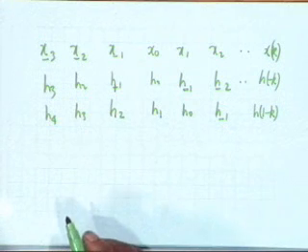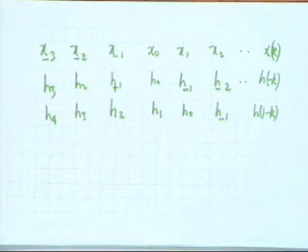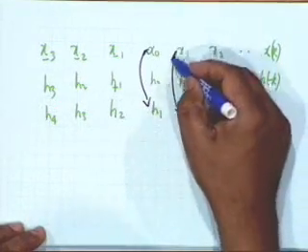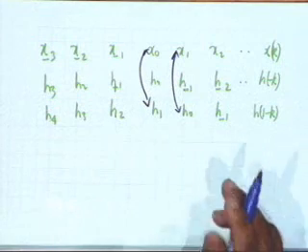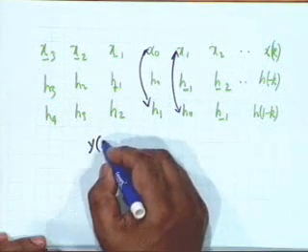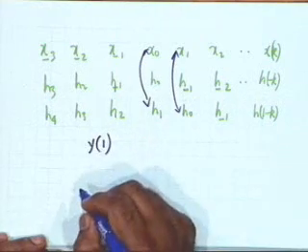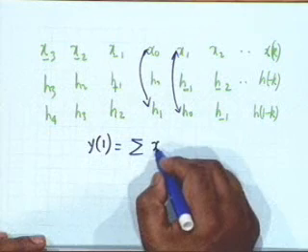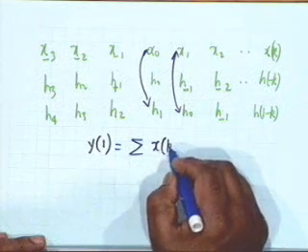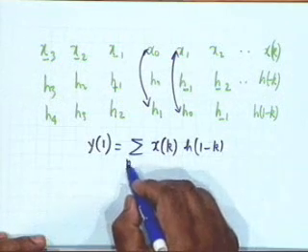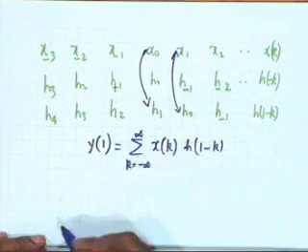Now, if I multiply column by column, that is, if I multiply x0 by h1, x1 by h0, and so on, and add them up, what is it that we get? We get y of 1. If you see it carefully, y of 1 shall be equal to the sum of x of k h of 1 minus k, k equals minus infinity to plus infinity.